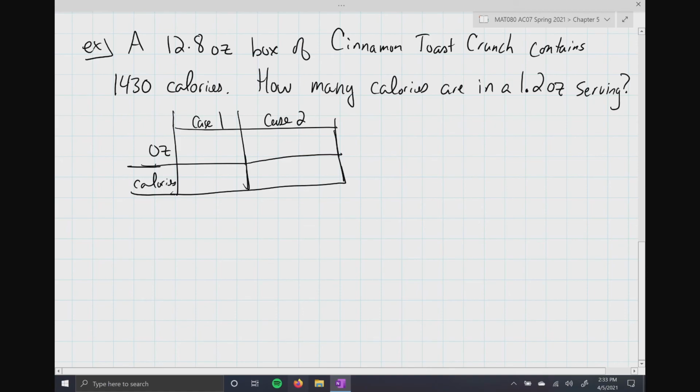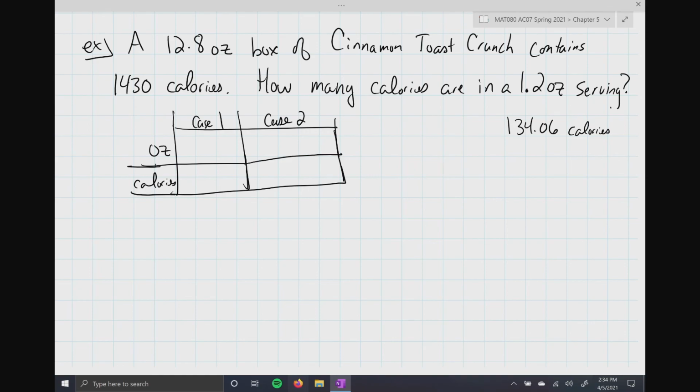All right, anybody get an answer yet? How many calories are in 1.2 servings? I got 134.06 calories. Anybody else get around 134 calories? I did. Okay, all right, so let's do this.